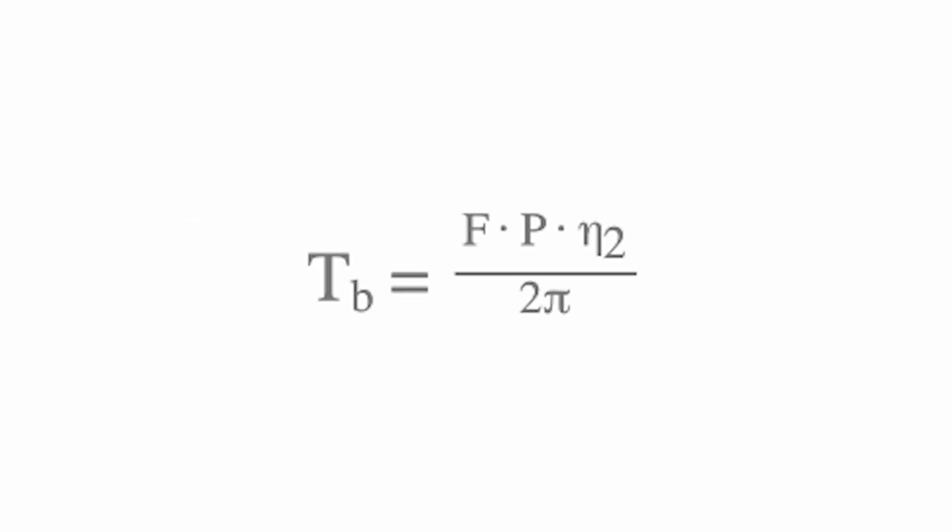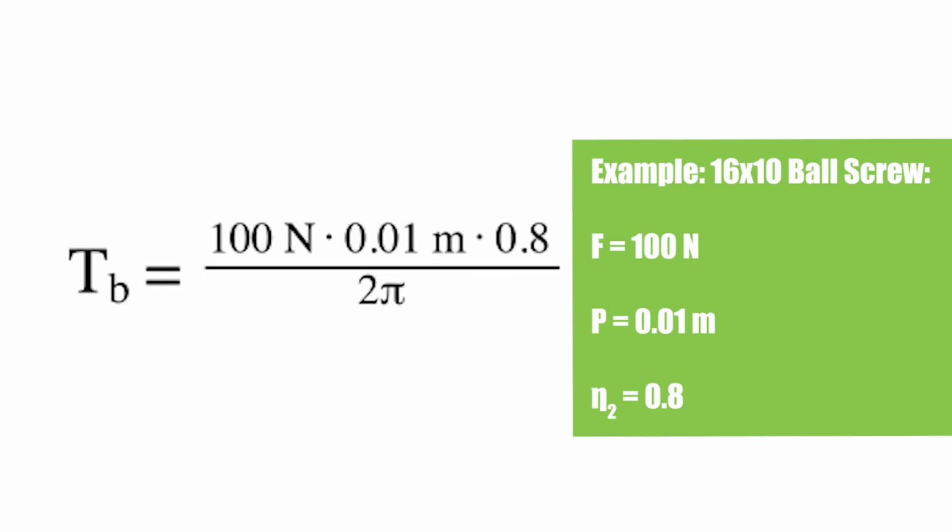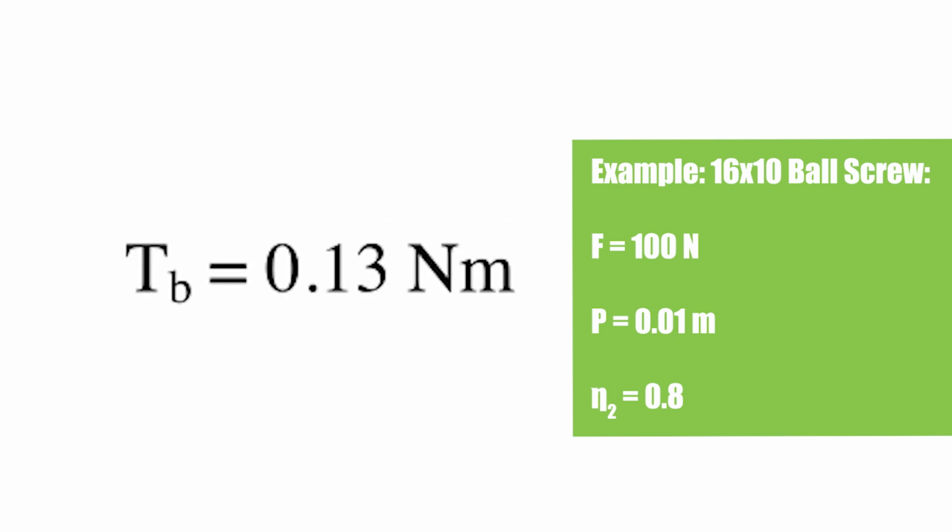Let's look at an example using a 16 by 10 ball screw assembly with a fixed floating bearing arrangement, a reverse efficiency of 0.8, and an axial load of 100 newtons. The backdriving torque is calculated to be 0.13 newton meters.